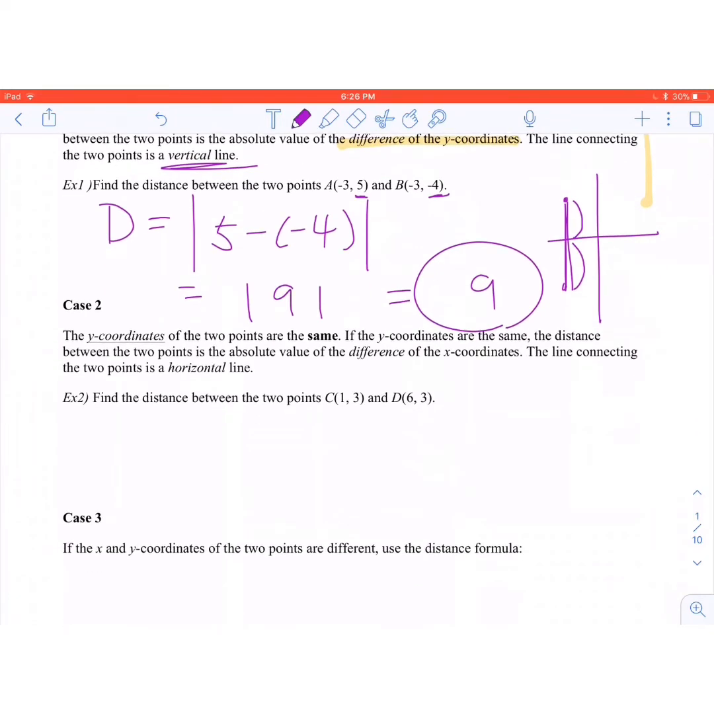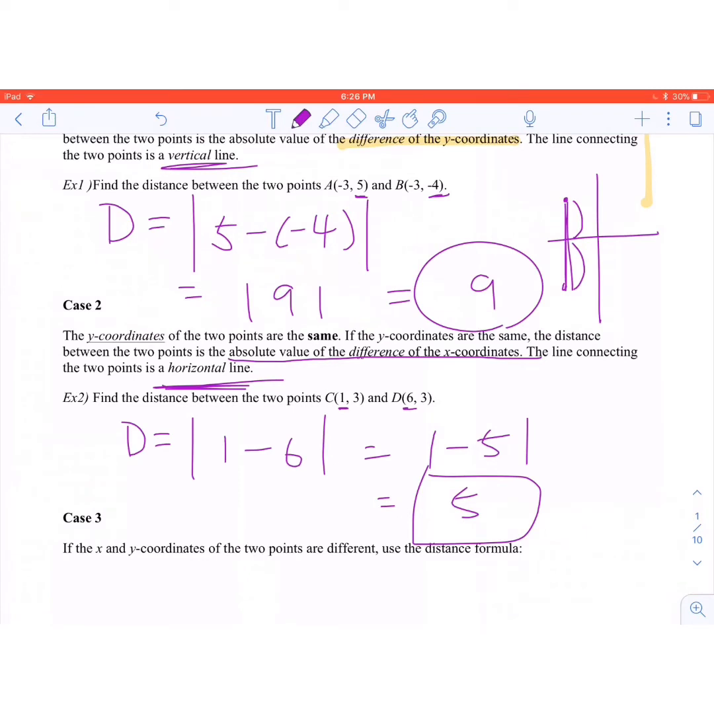Same idea for case 2, but in this case, it's where the y coordinates are the same. Just the opposite idea. The distance, again, we are going to find by finding the absolute value of the difference of the x coordinates. In this case, it will be a horizontal line. How far apart are the points on the horizontal line? Again, we're now focusing on the x values. Absolute value of the difference, 1 minus 6, so it'll be 5 units apart.